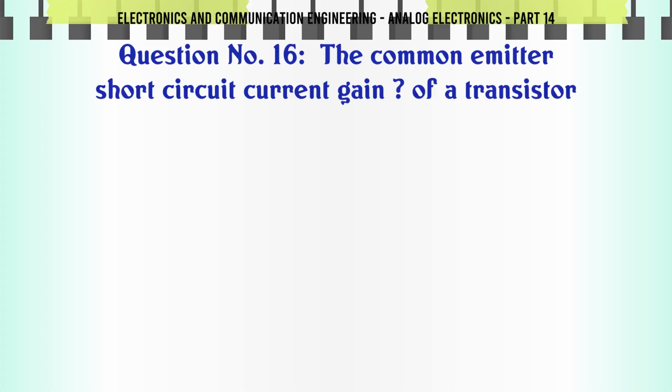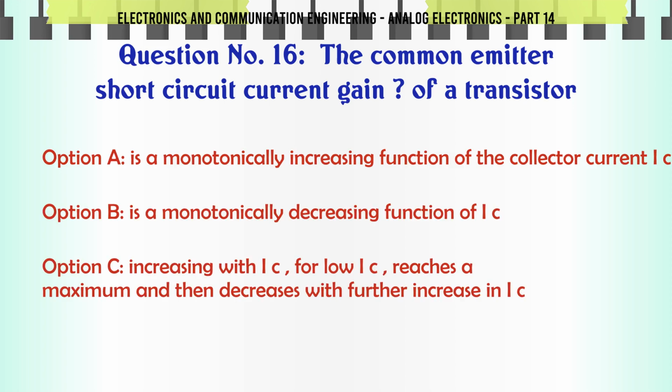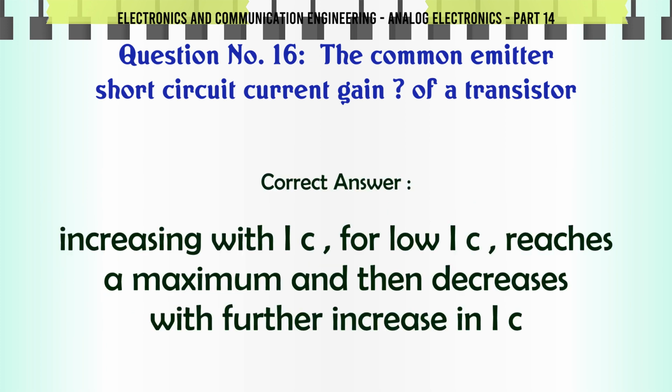The common emitter short circuit current gain of a transistor A, is a monotonically increasing function of the collector current IC; B, is a monotonically decreasing function of IC; C, increasing with IC for low IC, reaches a maximum and then decreases with further increase in IC; D, is not a function of IC. The correct answer is increasing with IC for low IC, reaches a maximum and then decreases with further increase in IC.